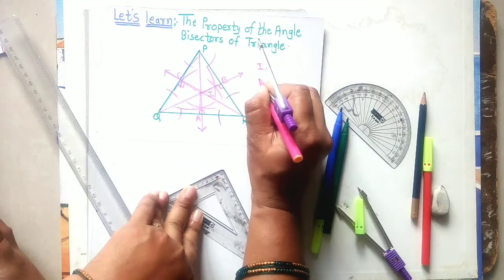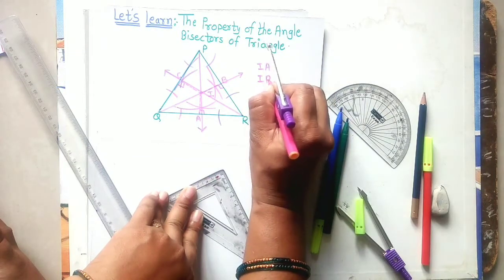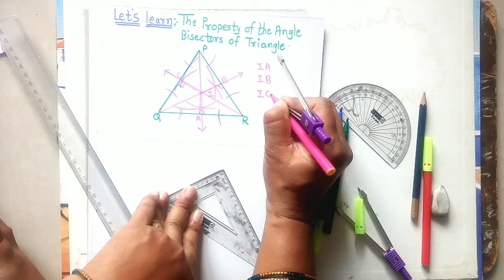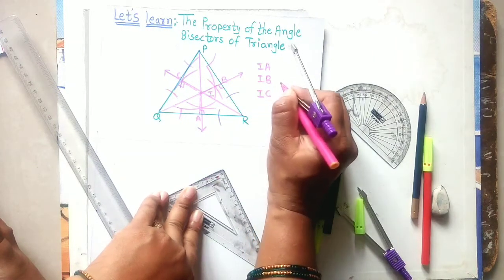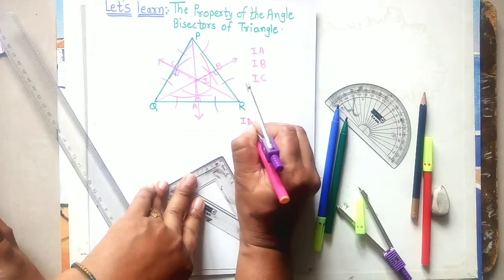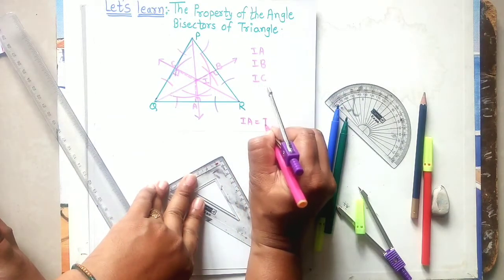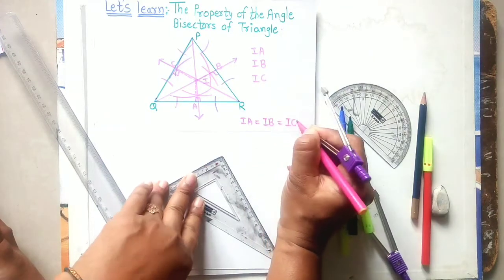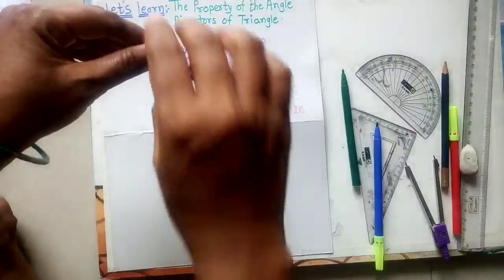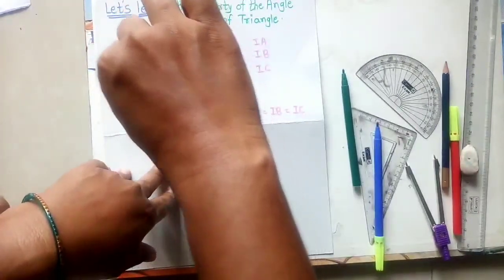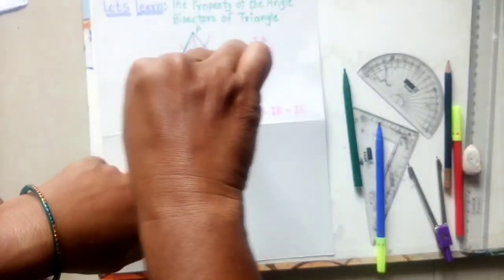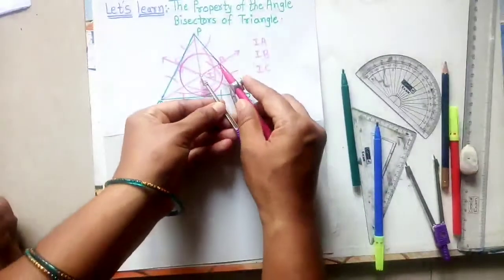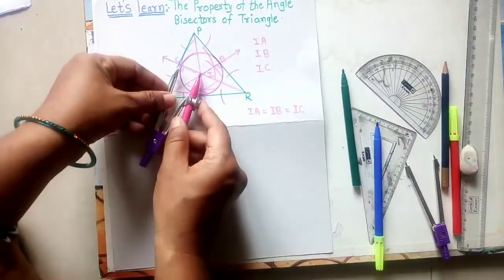IA, IB, IC are the distances from I to the sides of the triangle, to the points of intersection. IA is equal to IB is equal to IC. You can also draw an incircle at the point I. Bisectors of a triangle are concurrent. I is the incenter.